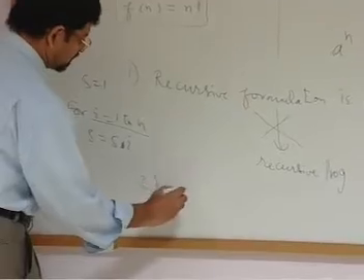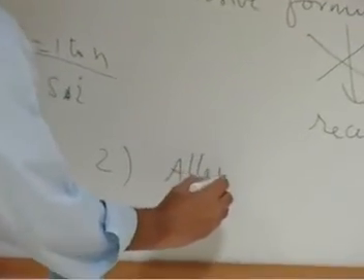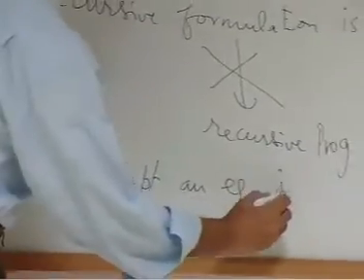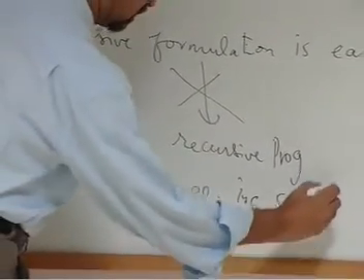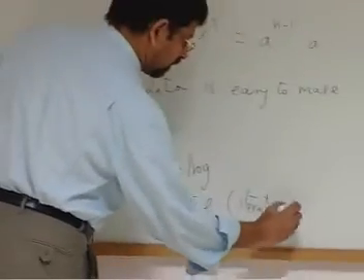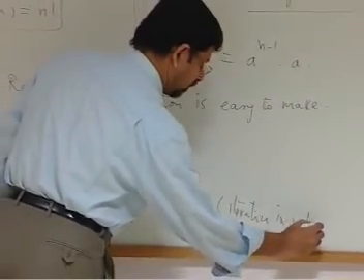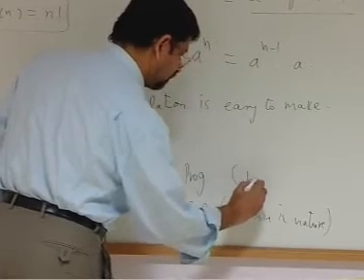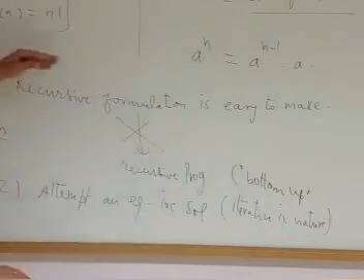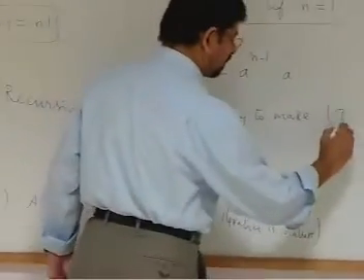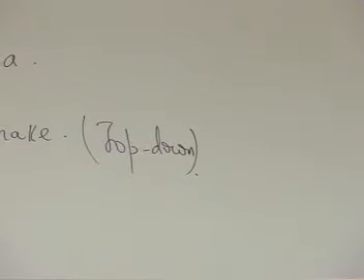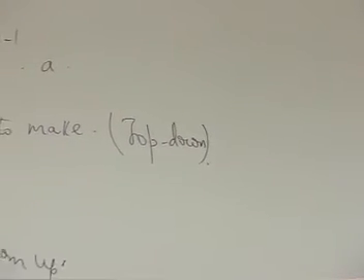So the recommendation is attempt an equivalent incremental solution. This is iterative in nature. This is basically bottom up. Recursive formulation is top down. Okay.